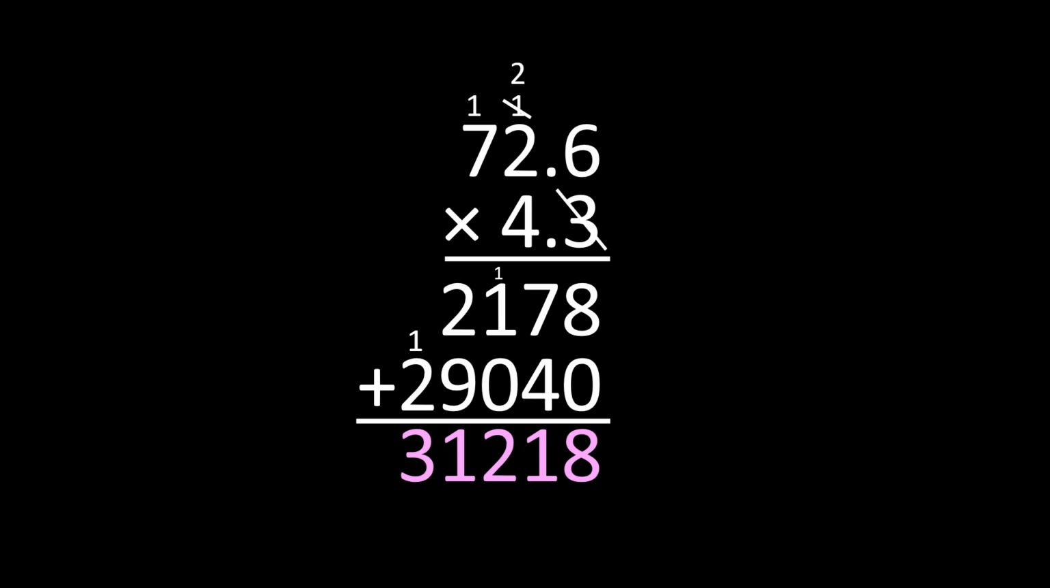Now it's time to place our decimal. And to place the decimal, we make note of how many digits are behind the decimal point in the problem. We have 2 digits behind the decimal in our problem because we have to count every single digit in both of the numbers. And that means that we are going to be moving the decimal in our answer 2 places. So 1, 2, our decimal is going to go right here for a final answer of 312 and 1800ths.